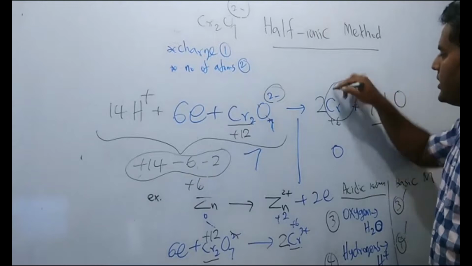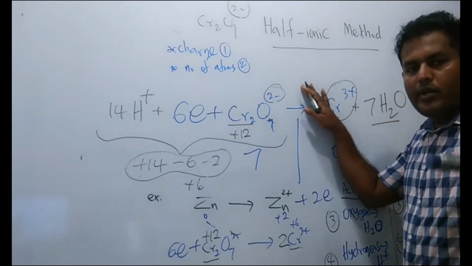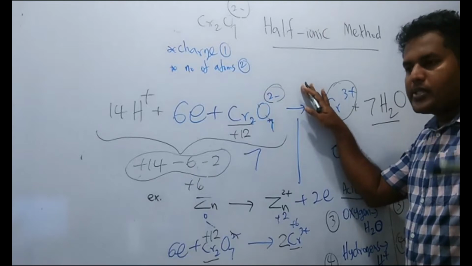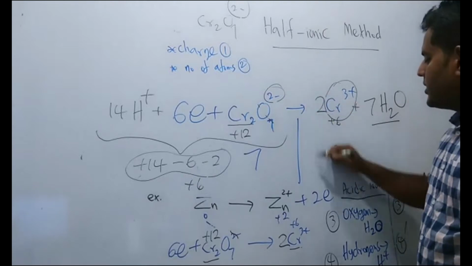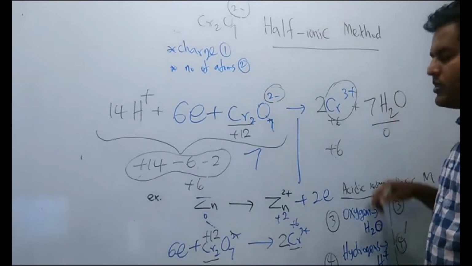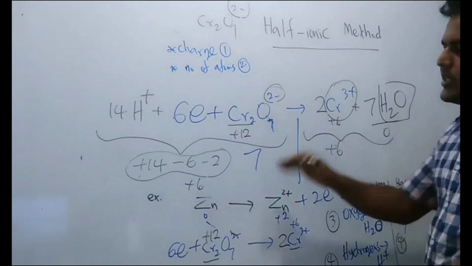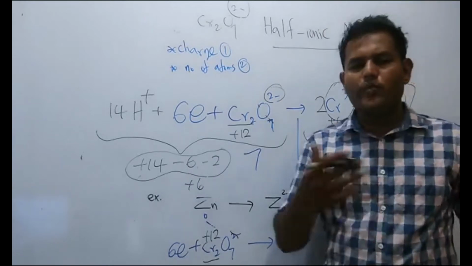One chromium is plus 3. How many chromiums do you have? You have 2 chromiums. That means plus 6. Water has 0 charge, right? Then the overall charge is plus 6. Charge is balanced.